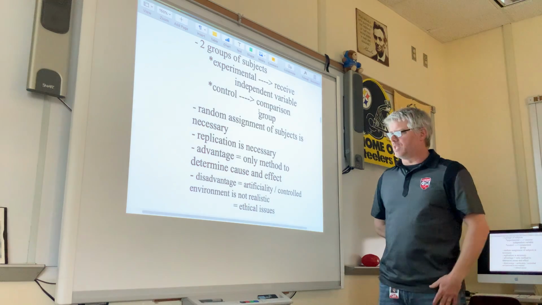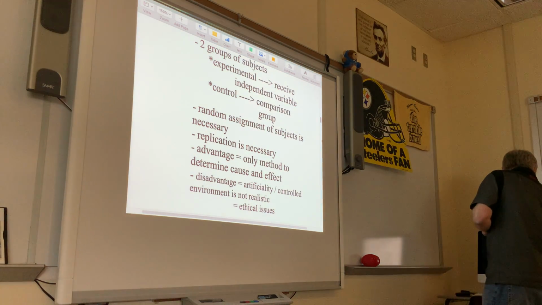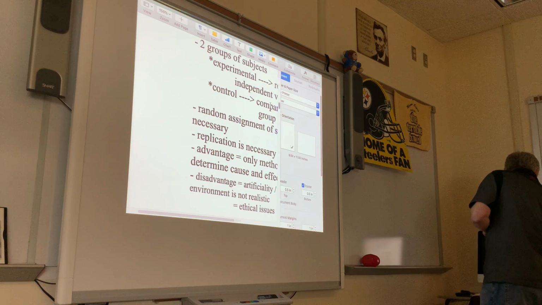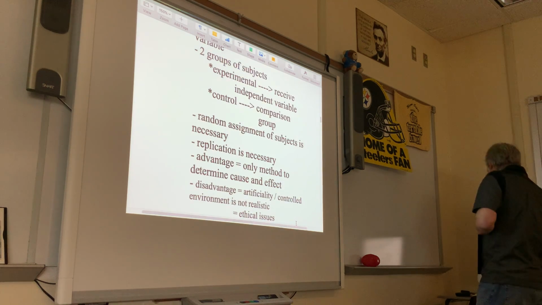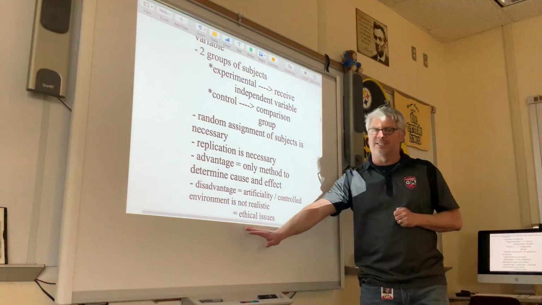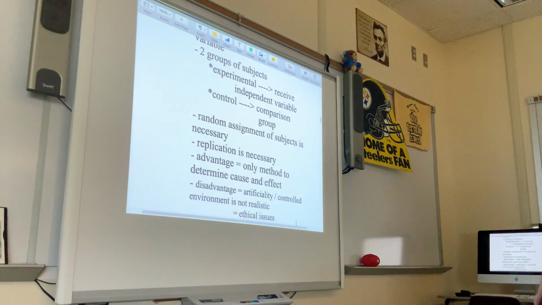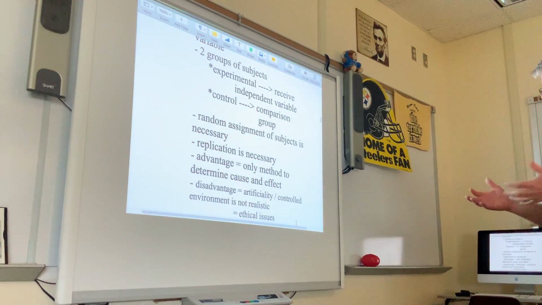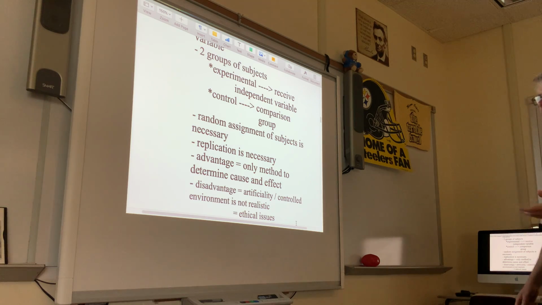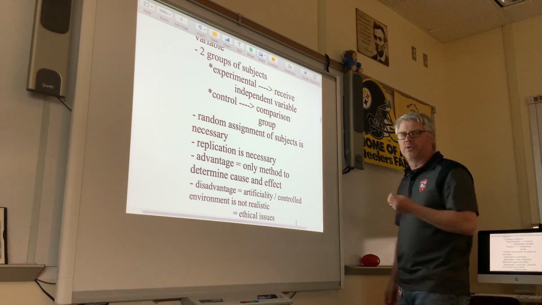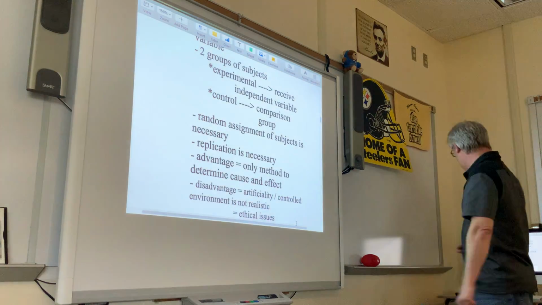So that is a little bit of a disadvantage. The other disadvantage is that you always have ethical issues that you need to be considerate of whenever you do an experiment. Basically, what we're saying is you can't do harmful things to people or animals whenever you're doing an experiment. You always got to make sure that you are following those ethical guidelines, okay? All right, so that's one research method.